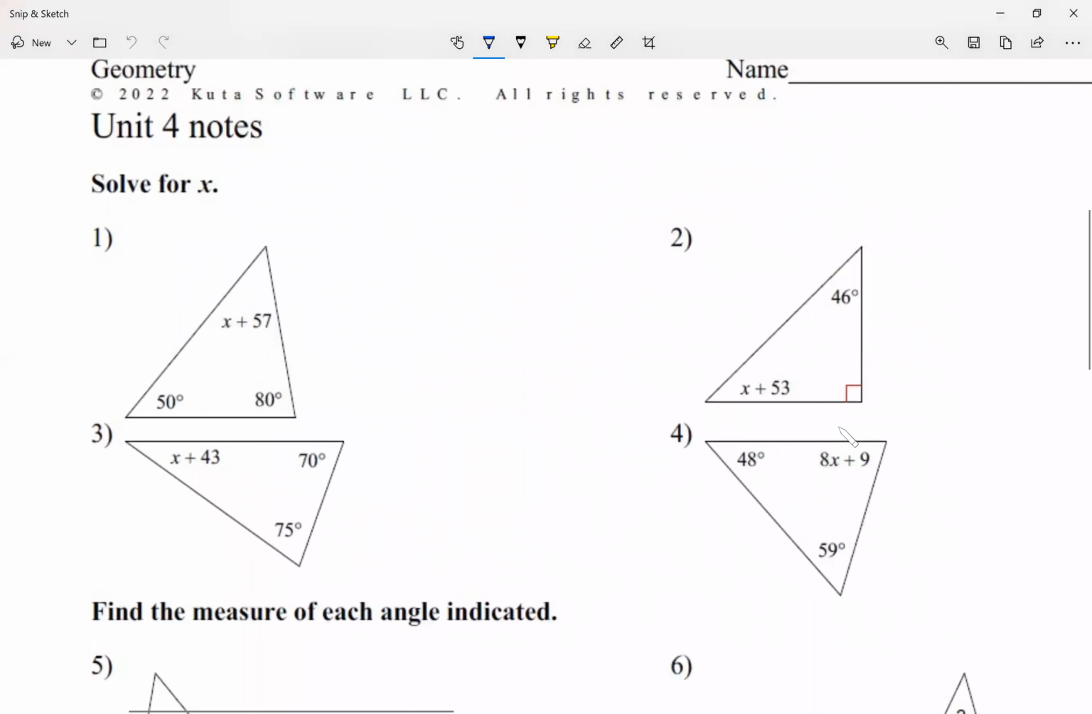Okay, so to begin with, we're solving for x. We see triangles, and I see the measurements of the angles, and I'm supposed to solve for x. All right, let me show you guys something pretty cool. Now I have this program. Let me share this program.